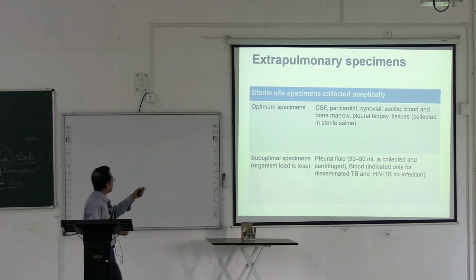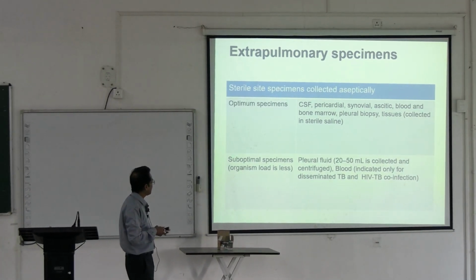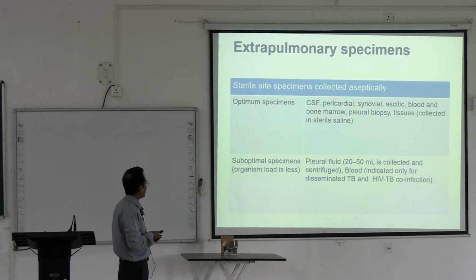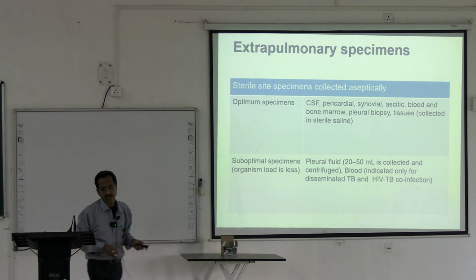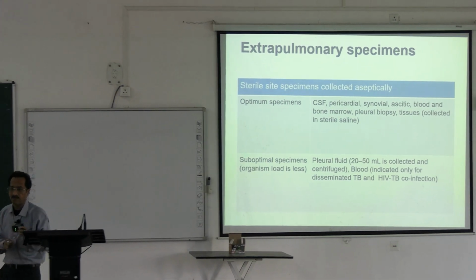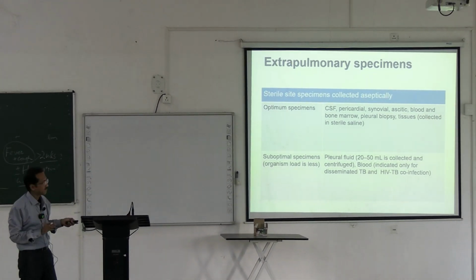Pleural fluid. What are suboptimal specimens? Pleural fluid, 20 to 50 ml, is collected and centrifuged. Blood is indicated only for disseminated TB and HIV-TB co-infection. So it is very difficult to get TB from a blood culture.